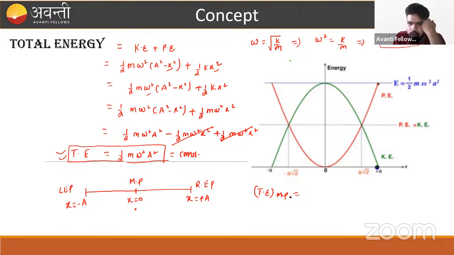Total mechanical energy at the mean position is nothing but the maximum kinetic energy, because potential energy is 0. What is the kinetic energy? Half mv square. What is the velocity, beta? Sir, maximum velocity or maximum speed is a omega. So that is half m a square omega square.